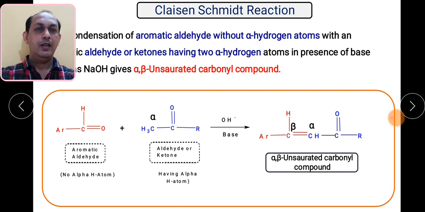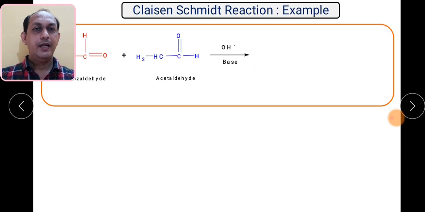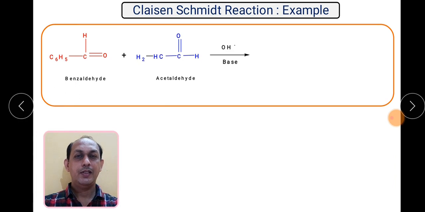If you see the mechanism, then you can understand what is being eliminated. A water molecule is being eliminated. Two hydrogens from this particular carbon and one oxygen from the first aldehyde which does not contain alpha hydrogen atom are eliminated. So water is being removed. This is basically a condensation reaction where water is removed. That is, this is a dehydration reaction. Let us see the mechanism. First we will see the examples.